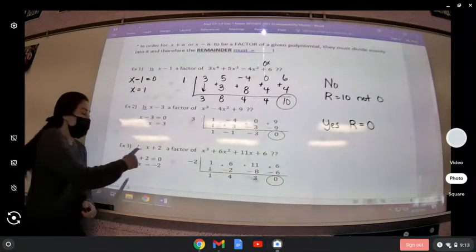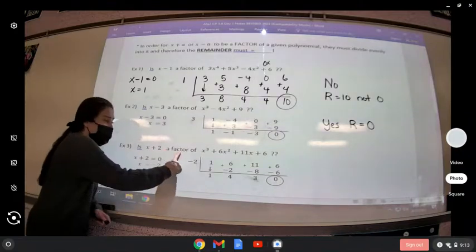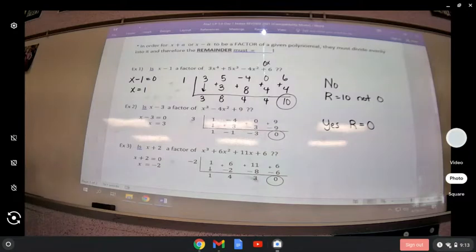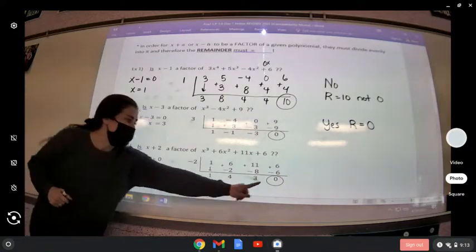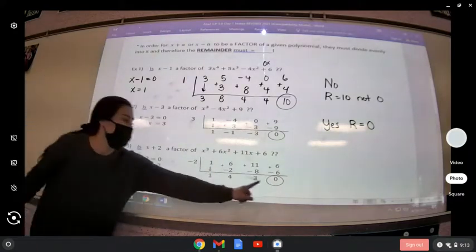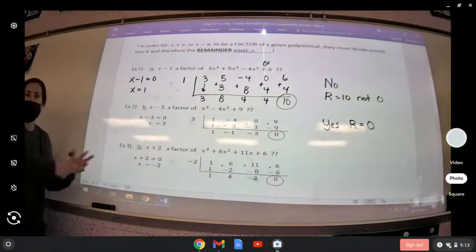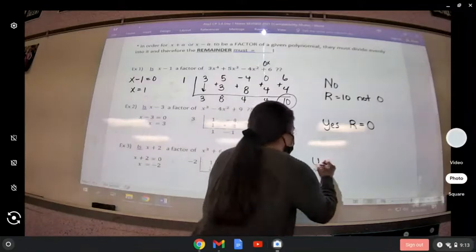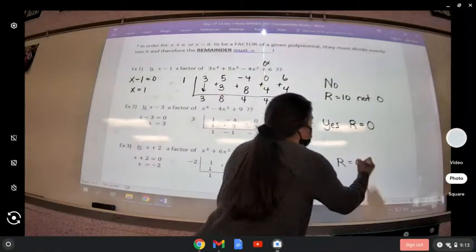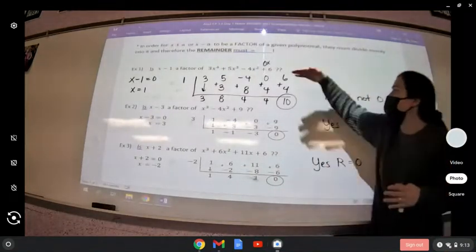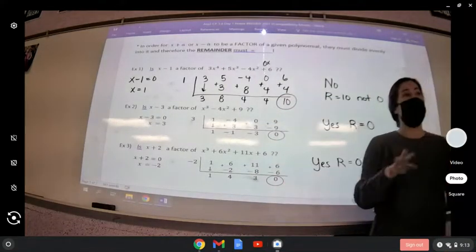All right, what if they asked you the next question? What if they wanted to know, is x plus 2 a factor of that polynomial? Well, does it divide evenly in? I don't know. We got to find it out. So do your synthetic. Wait for the last number. What was the last number? 0. So did it divide evenly in? Yes. The remainder was 0. So the answer to this question would be yes. R equals 0.